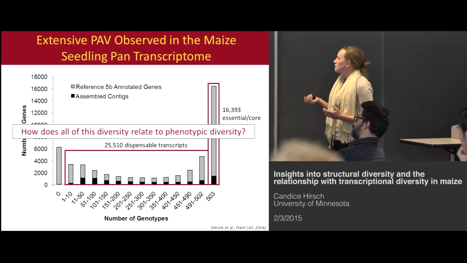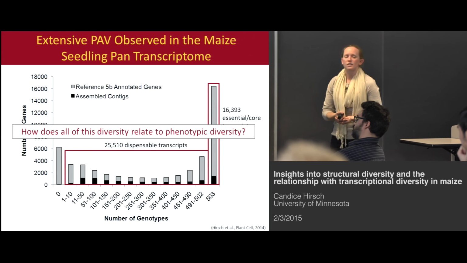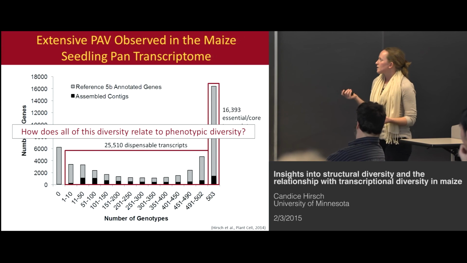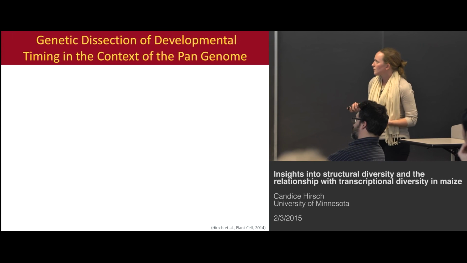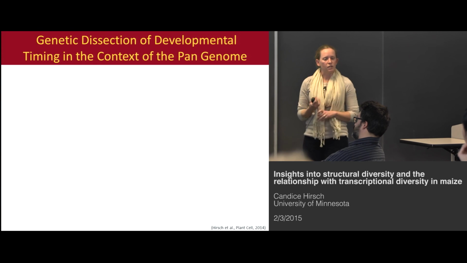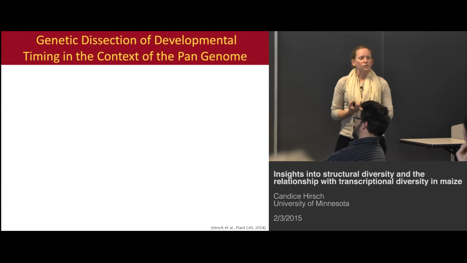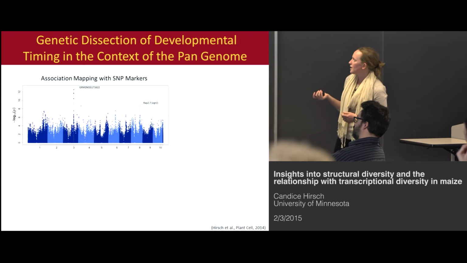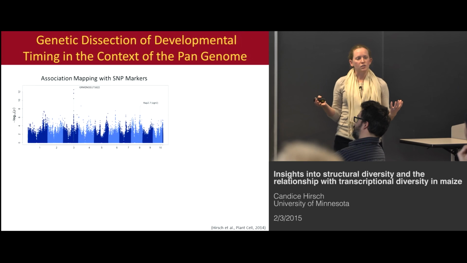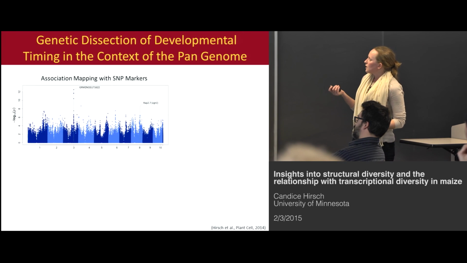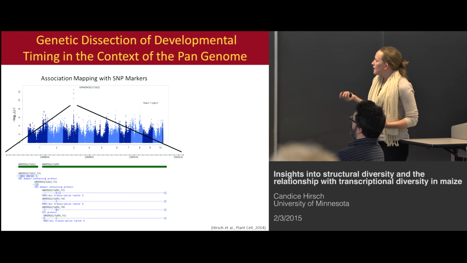And so this begs the question, how does all of this diversity that I'm talking about in structural variation relate to phenotypic diversity? So to answer this question, we looked at 2 key developmental traits. We looked at flowering time and the juvenile to adult vegetative phase transition. In terms of flowering time, we first did association in the classical way with SNP markers. And we found a number of associations, 2 of them pointed out here in particular.